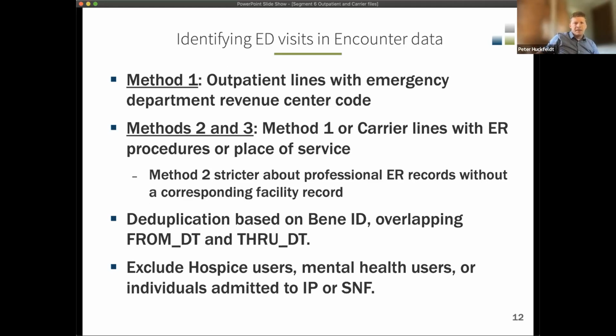Are there any questions about identifying ED visits? I was just curious why you used folks going to SNF to exclude people as well as hospitals. So this was just to conform with the HEDIS specifications. That was spelled out in HEDIS. Is that right, Becky? Correct me if I'm wrong on that. No, that's correct.